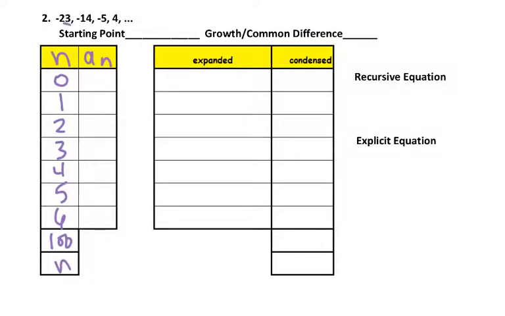So we start at, well, we don't start. Our first term, I got to make sure I say it right, negative 23, then negative 14, negative 5, positive 4. So it looks like we are adding 9 each time. So our common difference, our growth, is plus 9. So this would be 13, and then 22. Okay, not sure what these two would be yet.